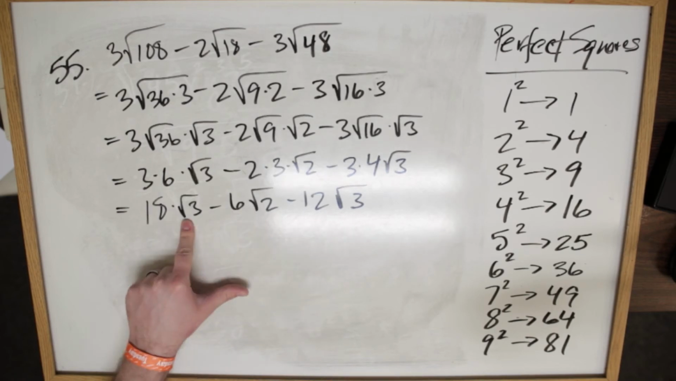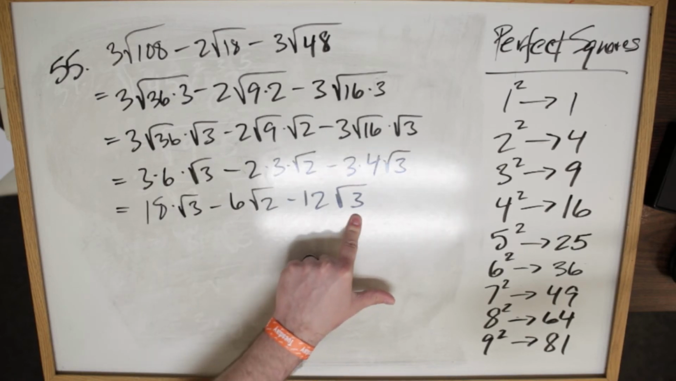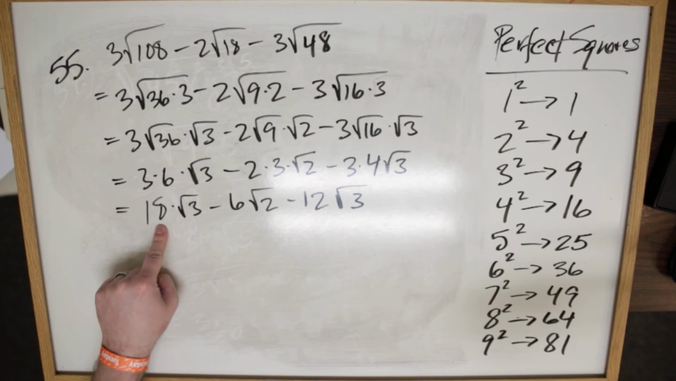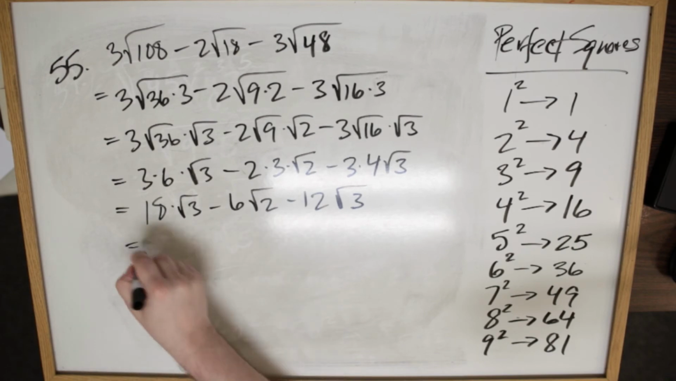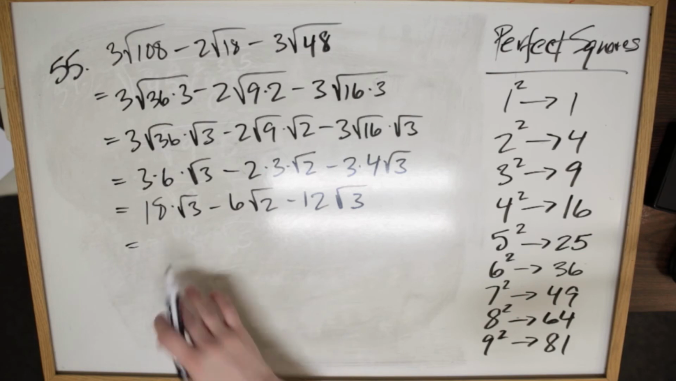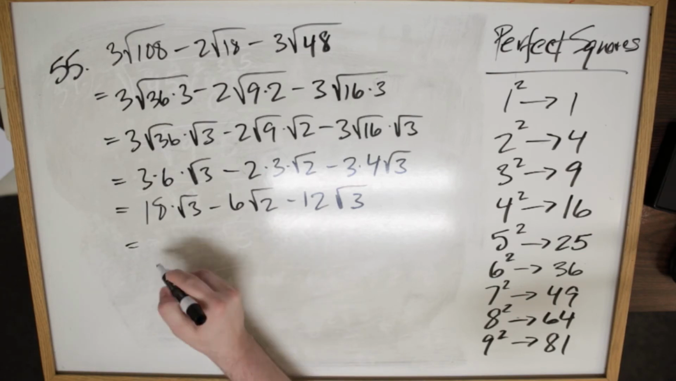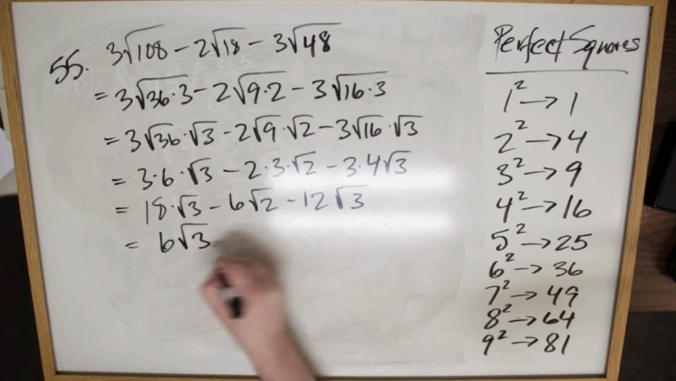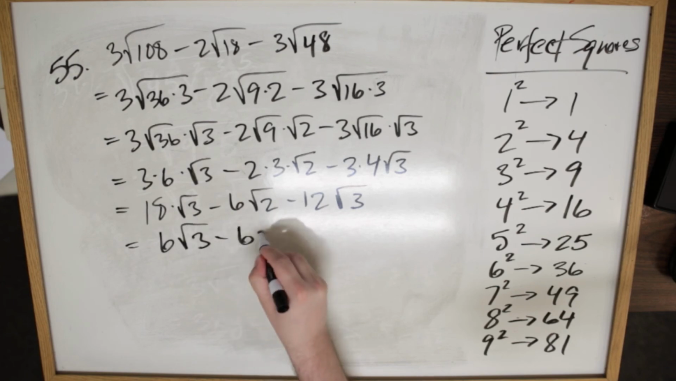But the 3 here and the 3 here as these radicands, I can merge the numbers in front of those values. They're technically not coefficients, I shouldn't say that. They are numbers, I can use the distributive property and combine them together. So 18 minus 12 is going to be 6 root 3, and then I'm left with a minus 6 root 2.